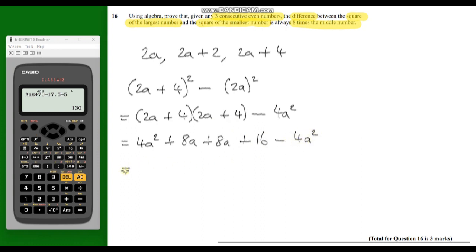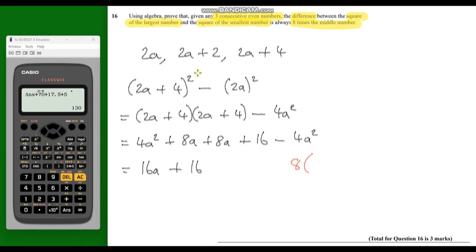Now we can do a bit of simplification here. 4a squared minus 4a squared. Those two terms will cancel out. And all we're left with is 8a plus 8a, which is 16a. And then we've just got that plus 16. So we can't simplify this anymore. We've worked out this part. Now we need to prove that this is equal to 8 times the middle number. So let's do that over here in a different colour.